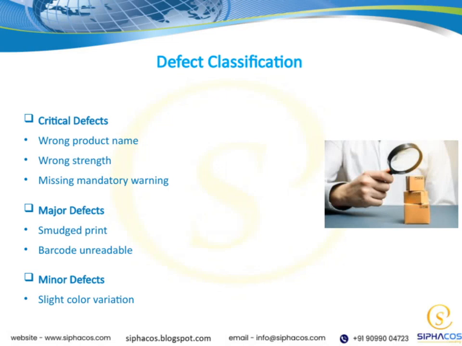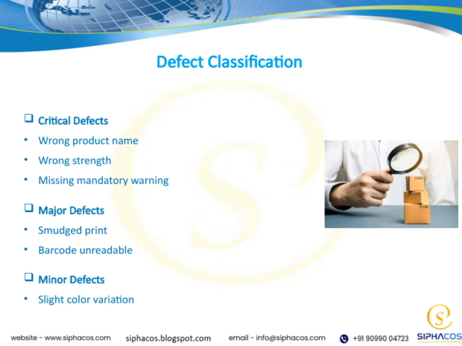Now, let's take a closer look at defect classification. We typically categorize defects into critical, major, and minor. Critical defects are the most serious. They directly impact safety or compliance. For example, having the wrong product name or the wrong strength on a label can lead to serious issues. Missing mandatory warnings is also critical because it can pose health risks or legal problems.